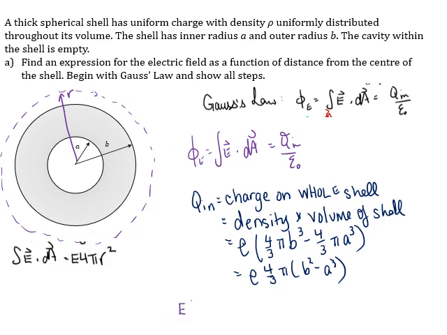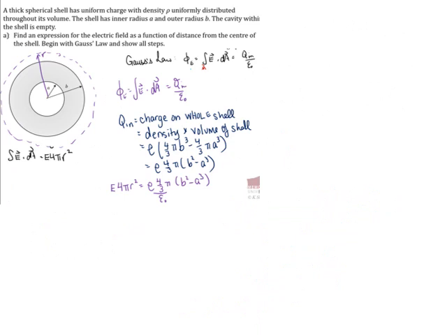So E times 4 pi r squared, that's our net flux, equals our Q in, rho times 4/3 times pi times b squared minus a cubed. And then our net charge has to be divided by epsilon naught. Okay, we've got to spill on to the next slide. So we'll divide both sides by 4 pi r squared. E is equal to rho times 4 pi over 3 times epsilon naught. That's what we had originally.